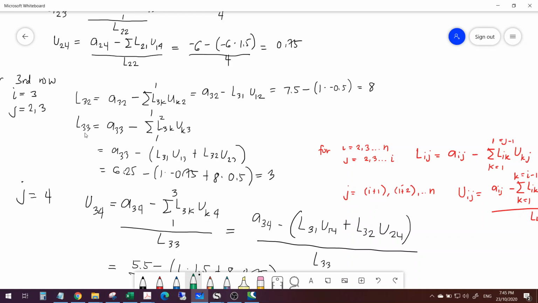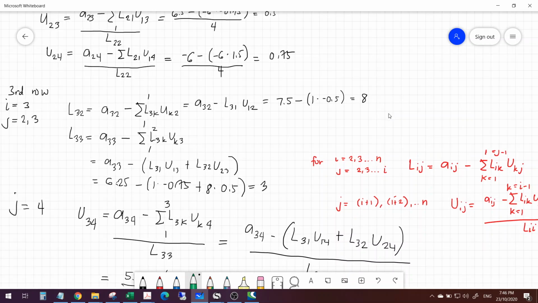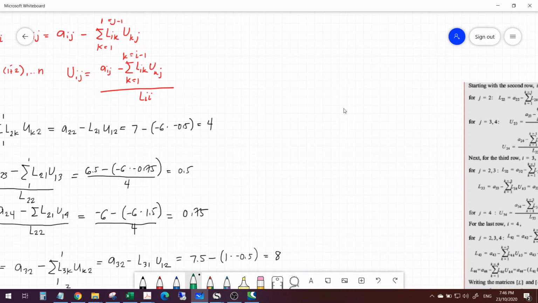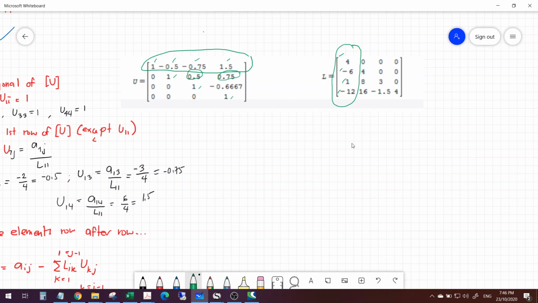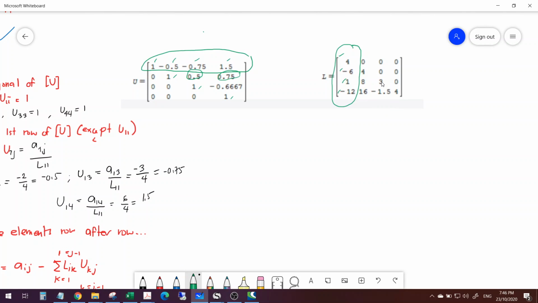Now for L33, A33, because I is 3, J is 3. So A33 minus summation of L3K UK3. So your K will be running from 1 to 2. So L31 U13 plus L32 U23. Then again, find the values of this in A, L, and U matrix. Substitute, you will have L32 is 8, L33 is 3.